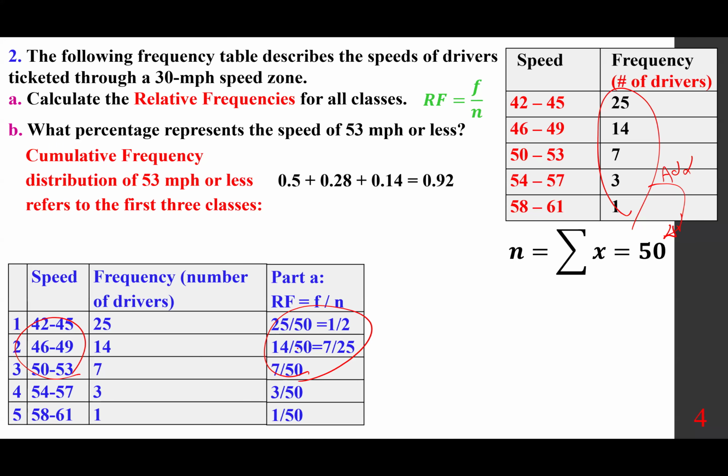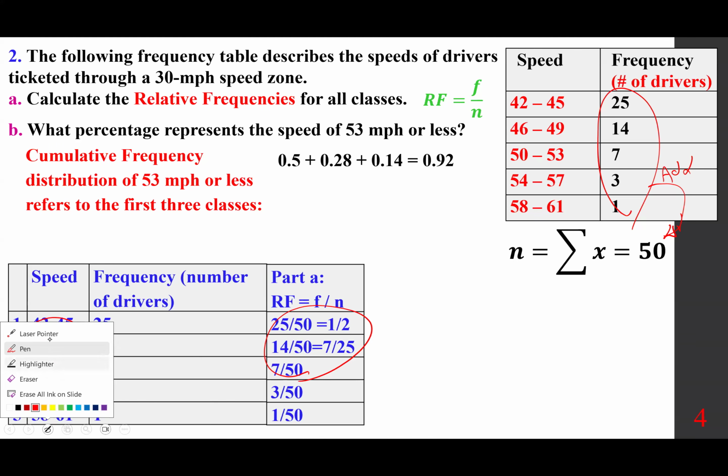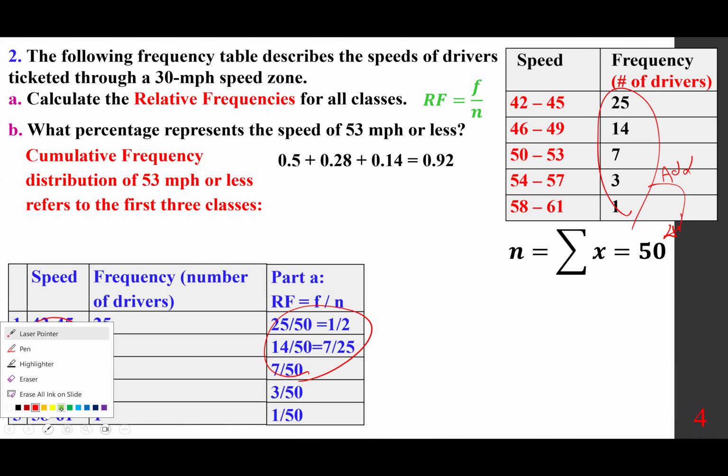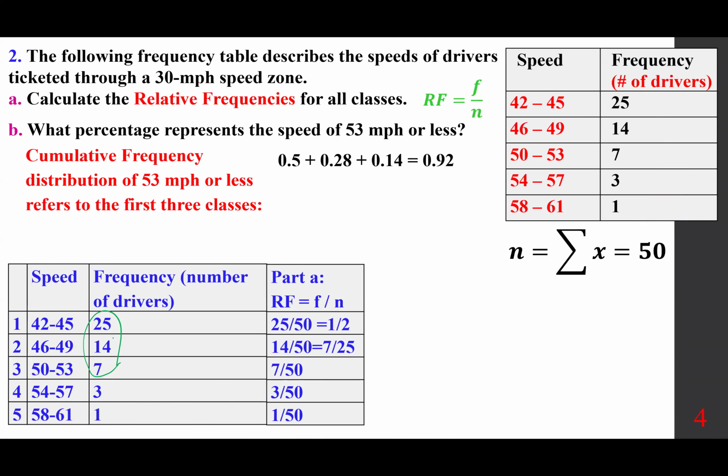We want to add them up. So 25 over 50 is 0.5, 14 over 50 is 0.28, 7 over 50 is 0.14. They add up to 0.92, or 92%. The other way is that, let me erase my work again, we can add those frequencies and divide by N. We get 46 over 50, or 92%.